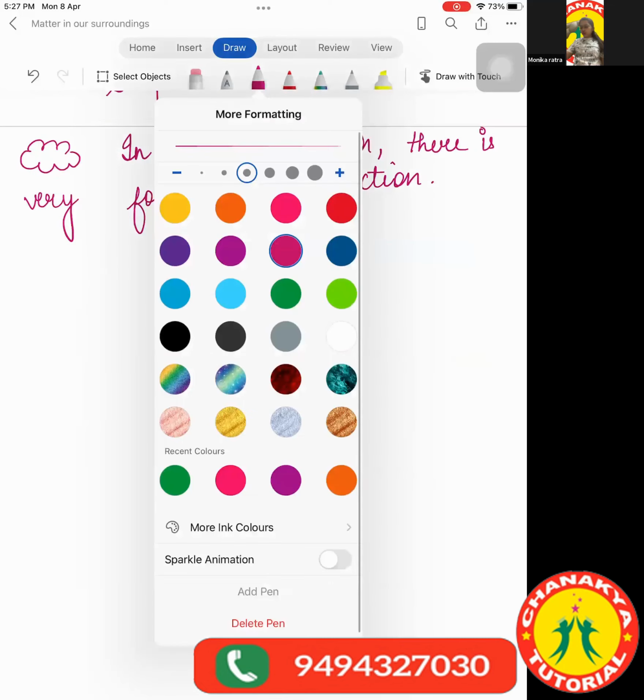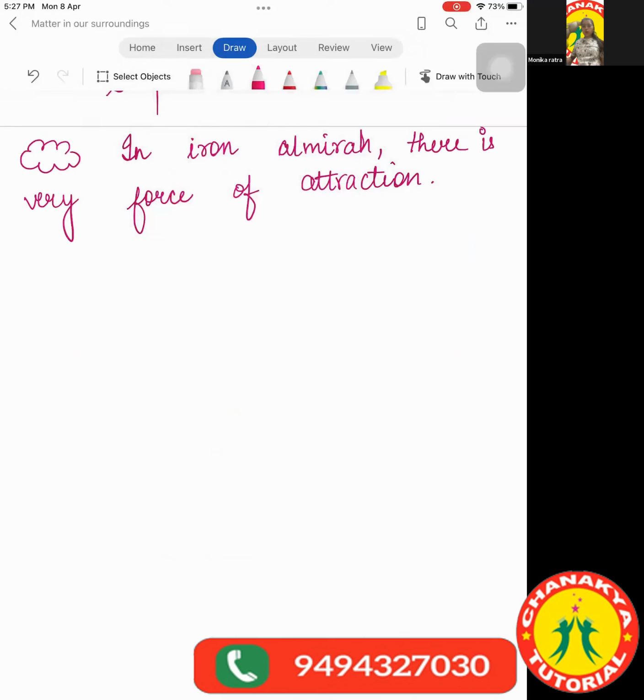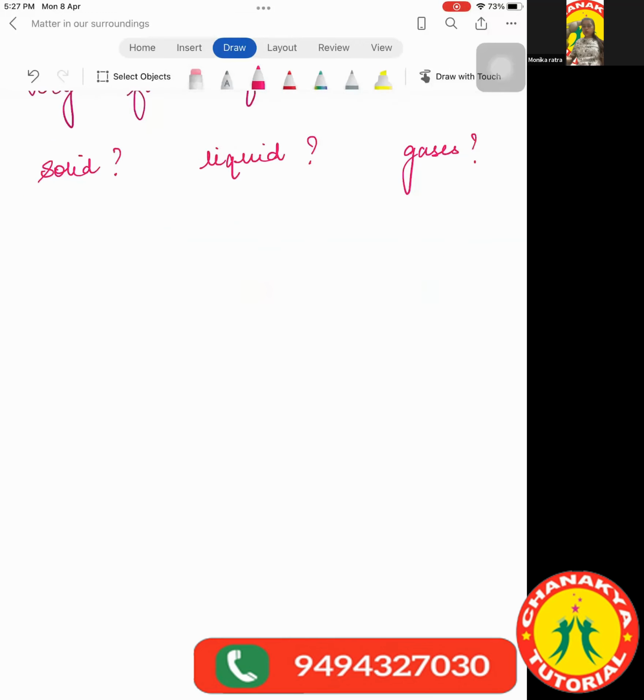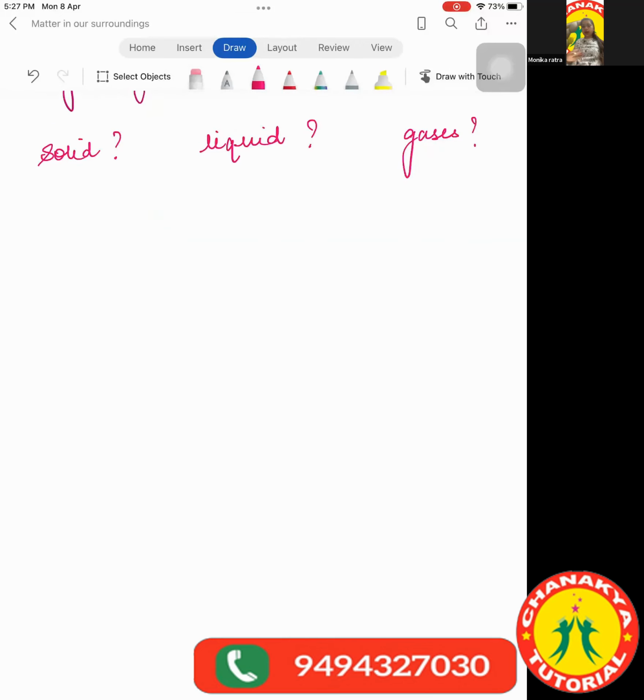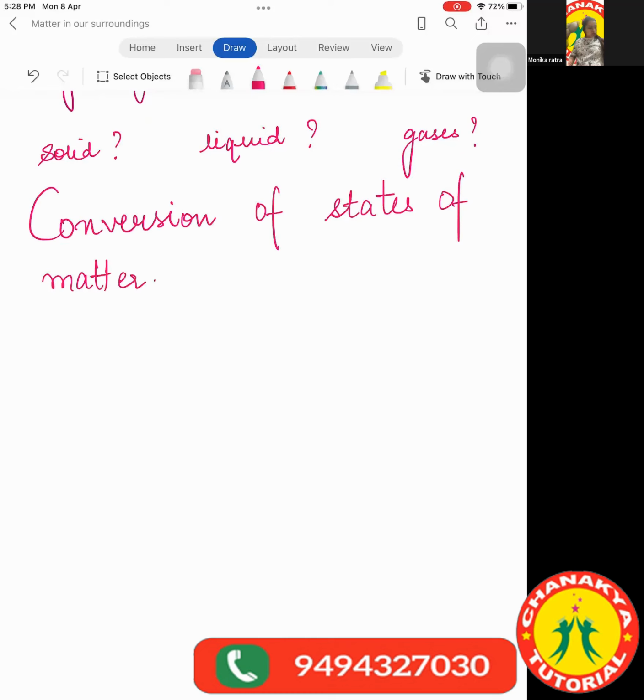Children, now we are moving to the next topic. Now I hope you are all aware about what are solids, what are liquids, and what are gases. Solids, liquids, and gases, right? Now we have to think of the possible ways by which we can convert one state of matter to another state of matter. So our next topic is conversion of states of matter, means conversion of one state of matter into another.